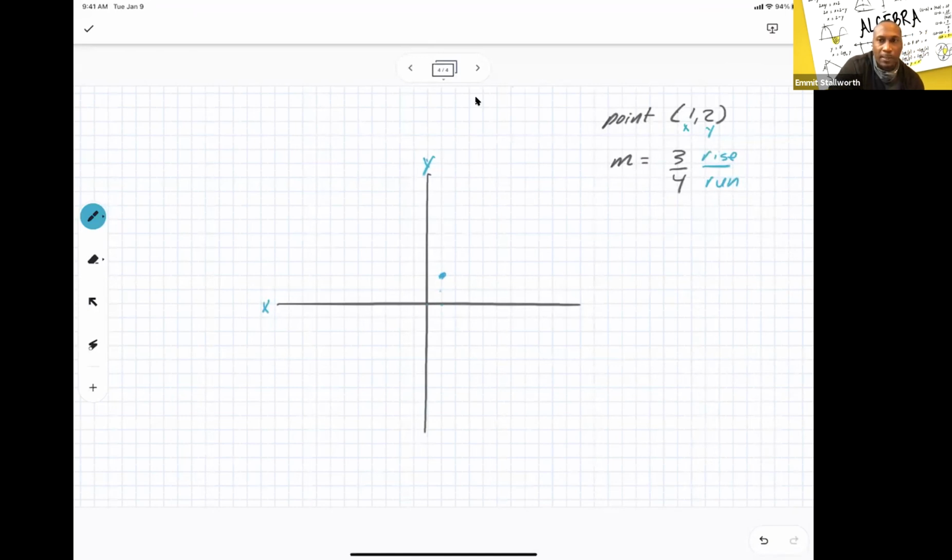So we're going to use the slope to find another point. All we need is one more point in order to draw a line. So we're going to rise up 3 units, 1, 2, 3. I'm going to run 4 units, 1, 2, 3, 4. So we got another dot right there.